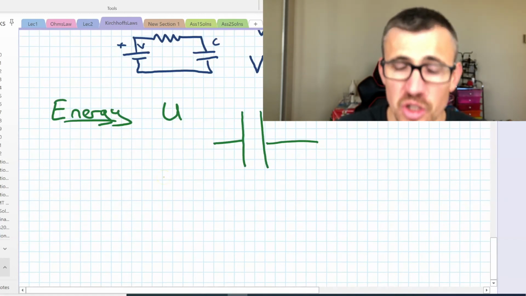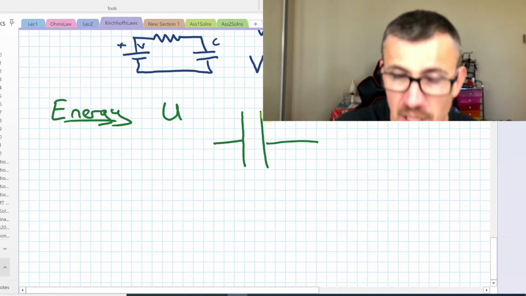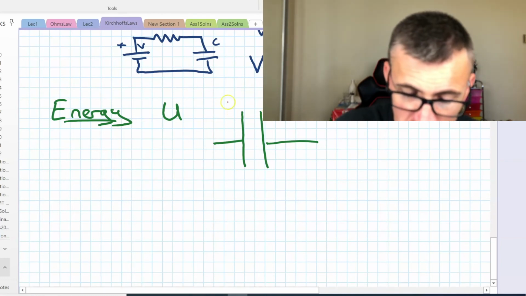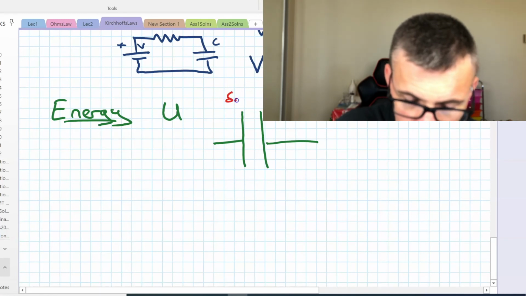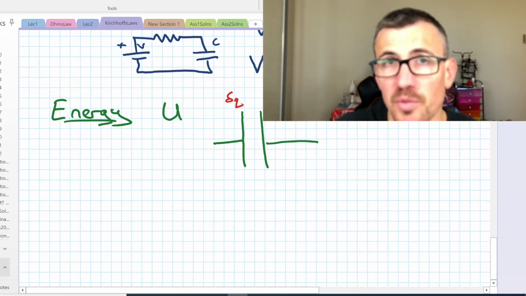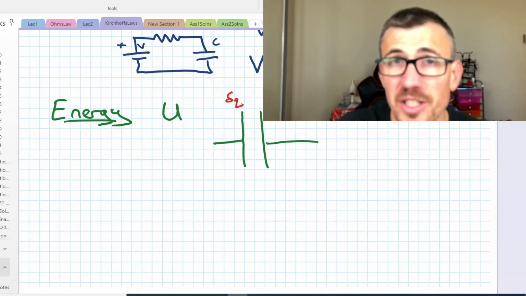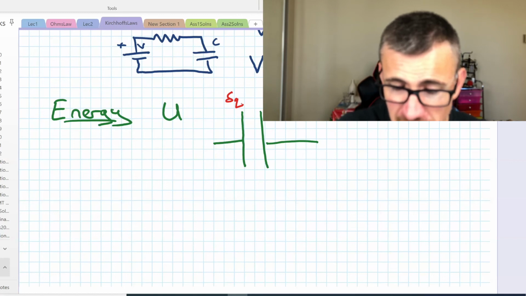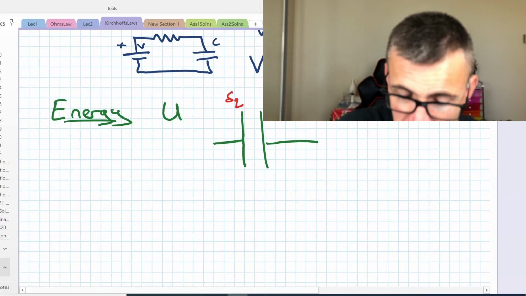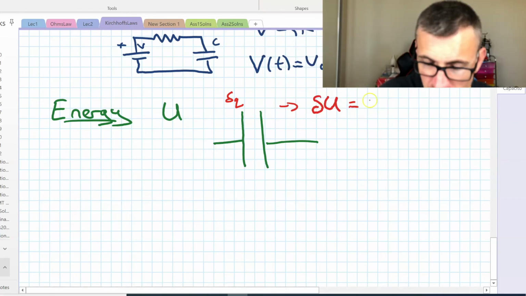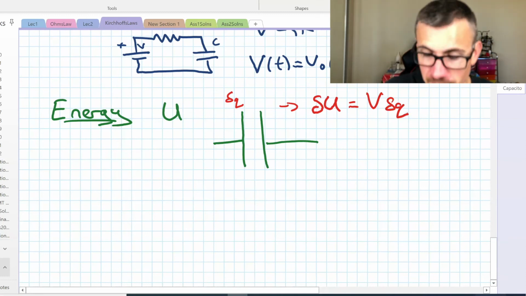Now, during the process of charging this capacitor, we've basically moved a little charge, say delta Q, a little mini charge across a voltage V. How much energy does that correspond to? Well, by definition, voltage is the energy per unit charge. So that corresponds to a given amount of energy, delta U, of V times delta Q, by definition.